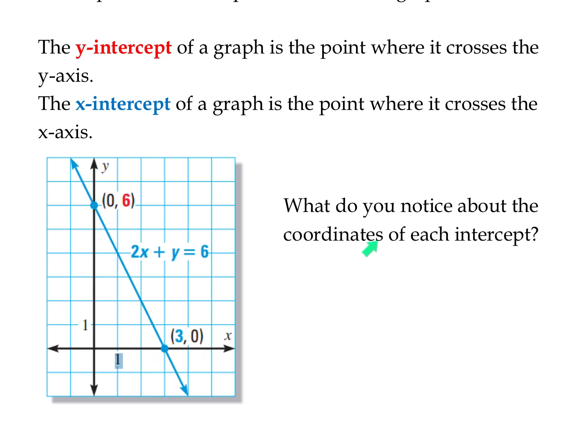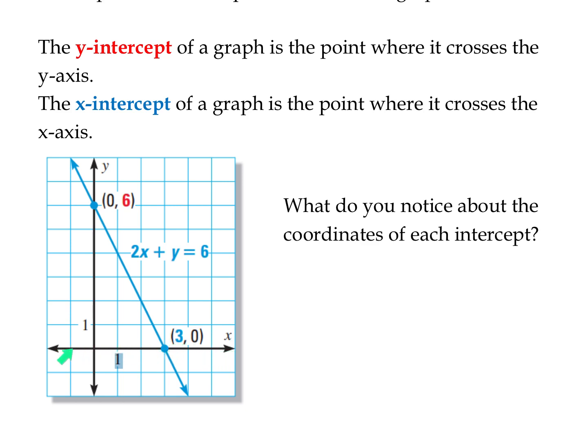And let's look at what we might notice about the coordinates for each of these intercepts. This y-intercept is (0, 6). The x-intercept is (3, 0). You're going to notice a 0 in place of the other coordinate. So in the y-intercept, y value of 6 in this case, the x value would be 0. In the x-intercept, we have an x value of 3 and a y value of 0.